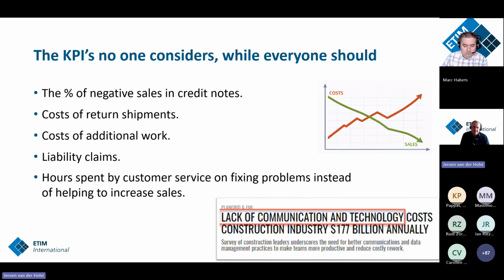How much does it cost to process a return shipment? And what is the impact on the environment of that? What are the costs of additional work on construction sites to fix work that has to be replaced, redone, using the right products instead of the wrong ones? And what is the value of settlements with customers to manage the relationship or because of legal consequences?